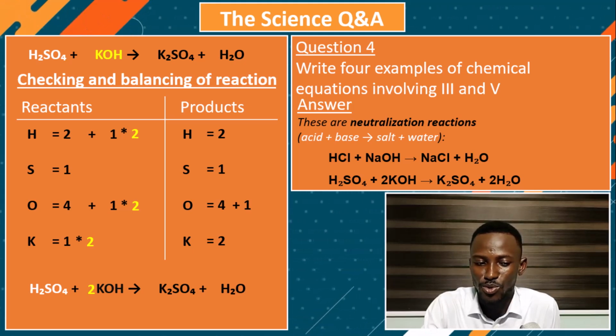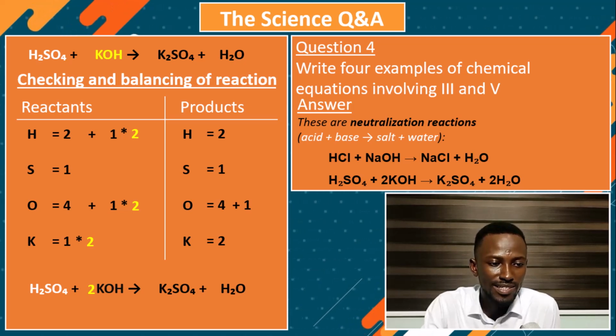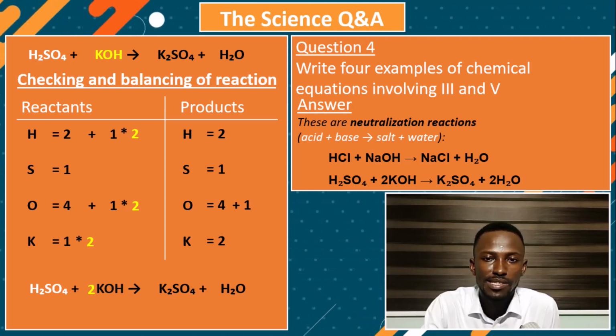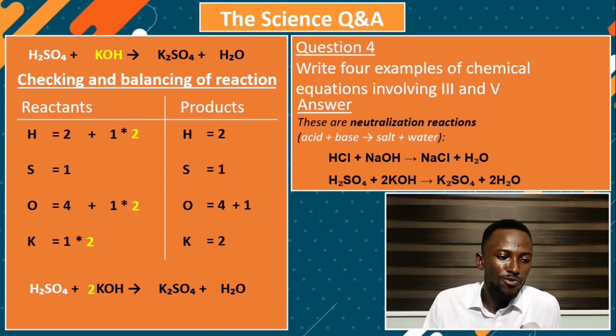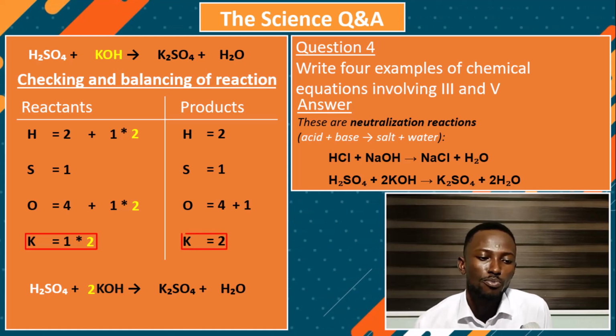Good. So we've solved the problem, but I think we've created another problem. So let's check our elements and see if they are balanced. For the potassium, we have 2 for reactants and 2 for products. Good.